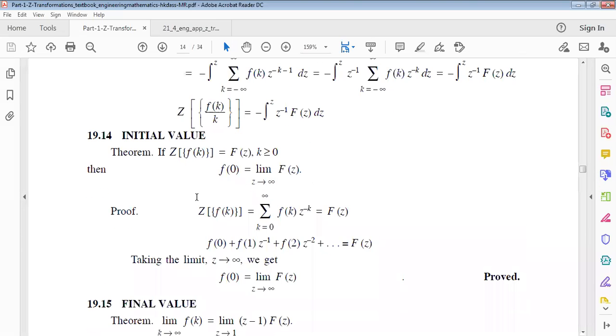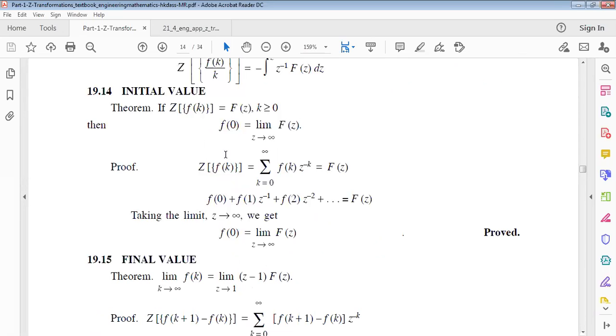Now initial value theorem. If the z transformation of f(k) is F(z), for k non-negative, then the function, if we take functional value at 0, f(0) equals limit z tends to infinity of the z transformation. We have to prove this. Actually, this is the initial value theorem. Proof: z transformation of this by the definition of z transformation, k equals 0 to infinity, because k starting with 0. K is non-negative. This is why we have to take limit of k from 0 to infinity.